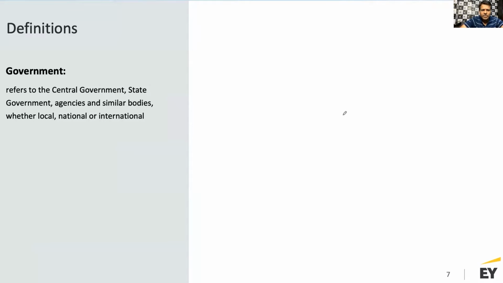examples. So when you talk about government, government covers the central government, the state government, the agencies and similar bodies, whether local, national, or international. So if you're a company who has operations in multiple geographies, multiple jurisdictions, you will be able to cover all of them, right? Any incentive which you receive.